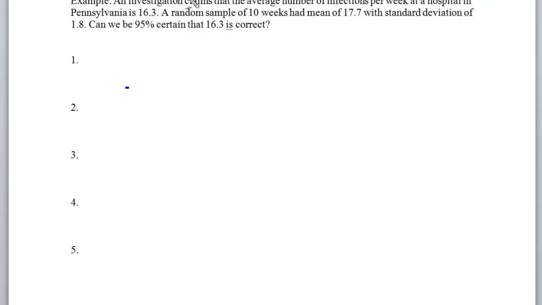An investigation claims the average number of infections per week in a hospital is 16.3. A random sample of 10 weeks had a mean of 17.7 with a standard deviation of 1.8. Can we be 95% certain that 16.3 is correct? So we're going to have an alpha of 0.05, and we're going to look to see if 16.3 is right. You may want to pause this here to try to guess your null hypothesis, your alternative hypothesis, and tell me what kind of tail test this is. That's the first part of step 1, to write your hypotheses, and then it's a good idea to figure out what kind of tail test you have.